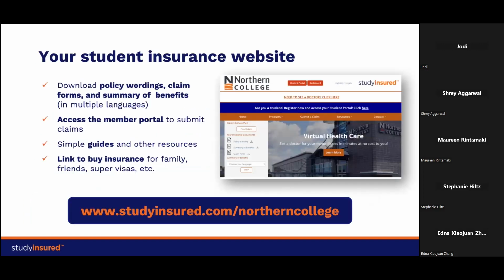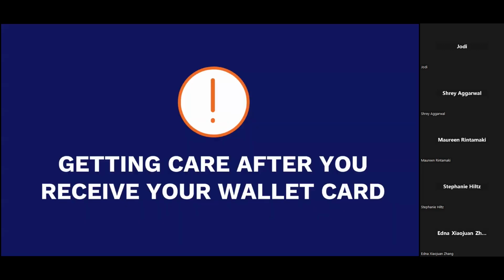Now, your student insurance website is going to be a really great resource for you to learn more about the coverage. Here you will see the policy wording, claim form, summary of benefits in multiple languages. So this is a really good website to bookmark. It does give you access to the member portal, our how-to guides, links to buy insurance for family and friends, things like that. And of course, it also gives you access to our online virtual health service.